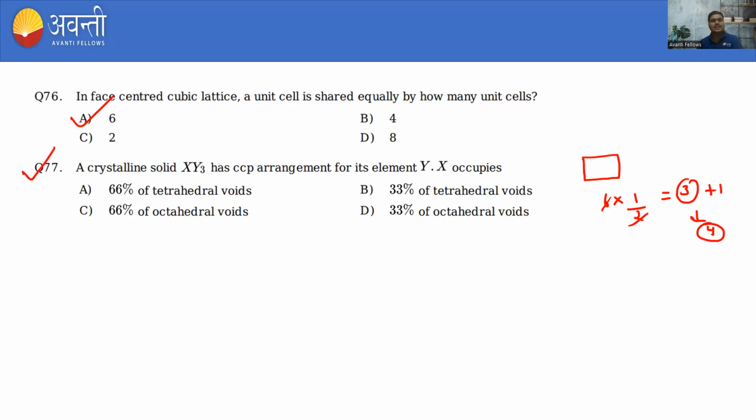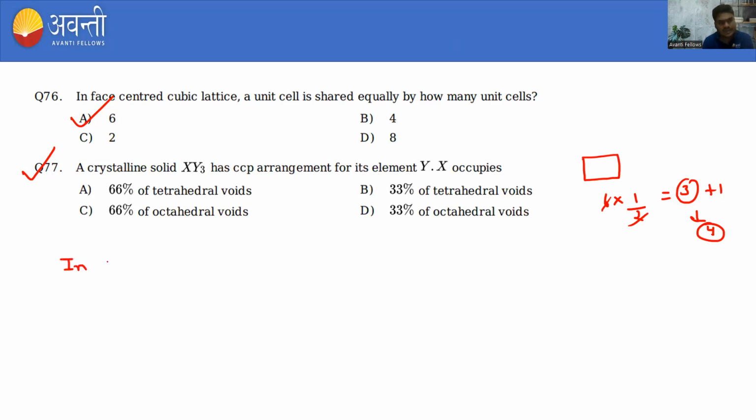In this question, a crystalline solid XY has a CCP arrangement for its element Y. So X occupies. This is a very simple question. We all know that in case of the CCP, right? So basically if you consider the CCP arrangement, right?